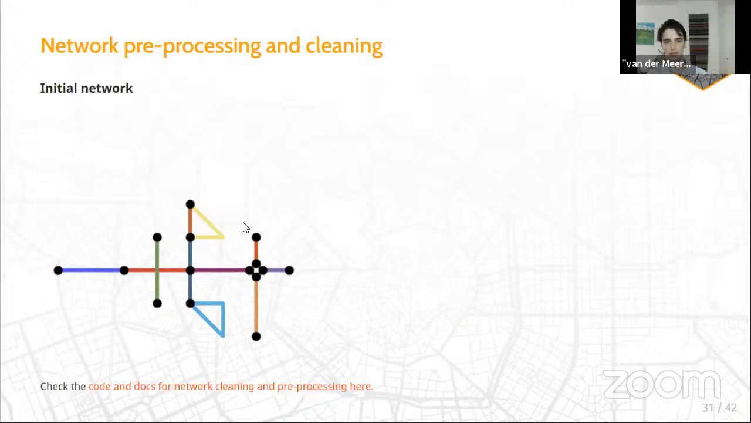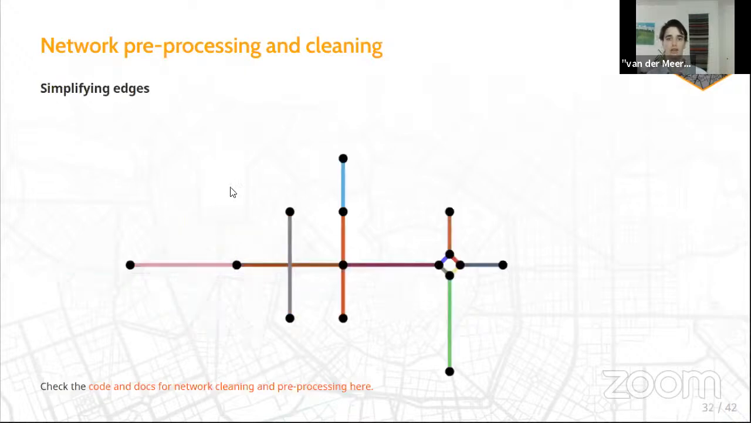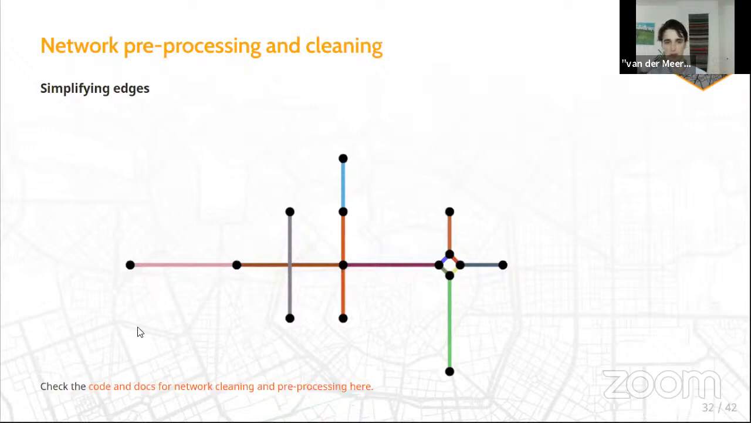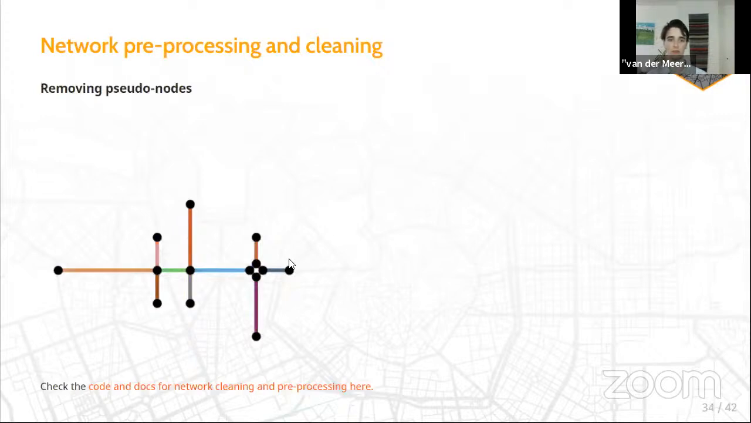We see loops here, which can be easily taken out. To have a more simple network, we can also subdivide edges at points where an edge crosses another but there is no node. We can remove pseudonodes, which are nodes that only have an edge on both sides, but don't really form an intersection. We can simplify intersections, as you see here.